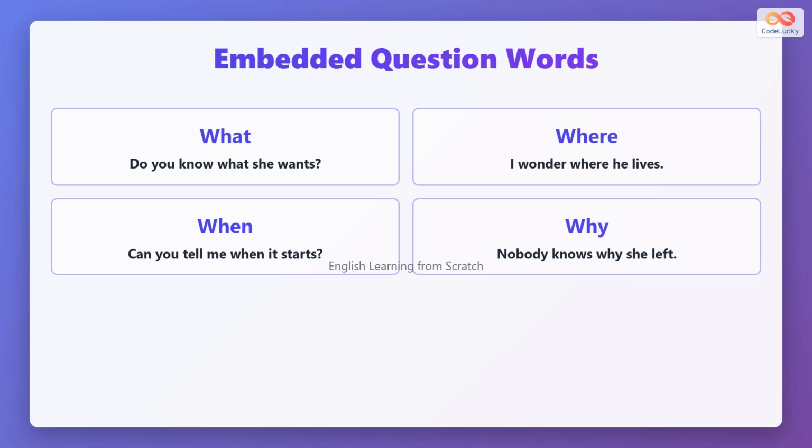Common question words used in embedded questions include what, where, when, and why. These words begin the embedded question, which follows the normal subject-verb order.